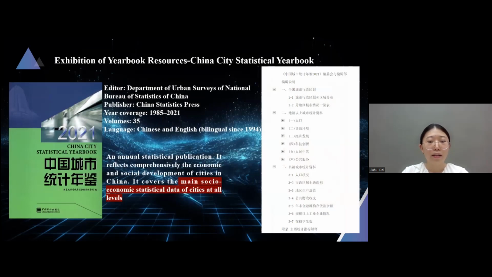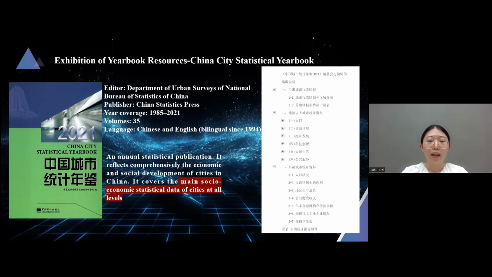Scholars who study China's topics related to city, social, and economic issues can pay attention to the China City Statistical Yearbook. It is edited by the Department of Urban Surveys of the National Bureau of Statistics of China. At present, it contains 35 volumes, which can be dated back to 1985 at the earliest, and has been bilingual since 1994. It covers the main socio-economic statistical data of cities at all levels.